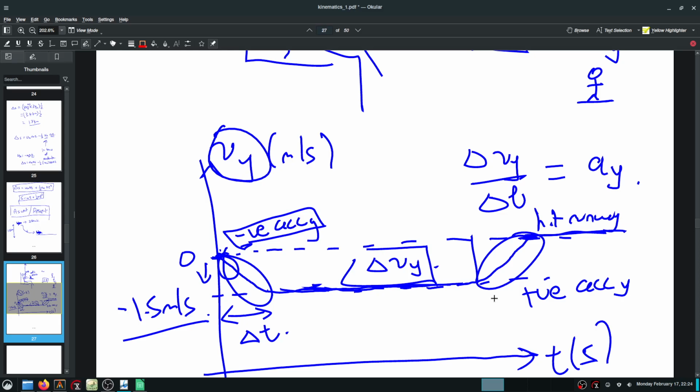Now, how much is too much? Maybe we again use the standard thing. Maybe 0.3 G is a comfortable upper limit. You don't want to feel too heavy when you have this deceleration process, this positive acceleration process. And that may be your upper limit.